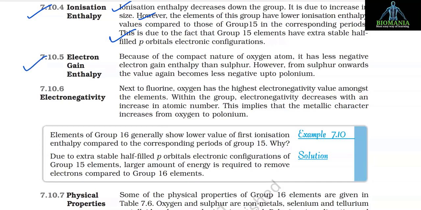7.10.5 Electron gain enthalpy. Because of the compact nature of oxygen atom, it has less negative electron gain enthalpy than sulfur. However, from sulfur onwards, the value again becomes less negative up to polonium. 7.10.6 Electronegativity. Next to fluorine, oxygen has the highest electronegativity value amongst the elements. Within the group, electronegativity decreases with an increase in atomic number. This implies that the metallic character increases from oxygen to polonium.